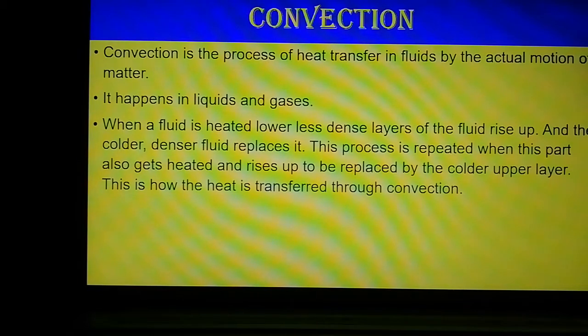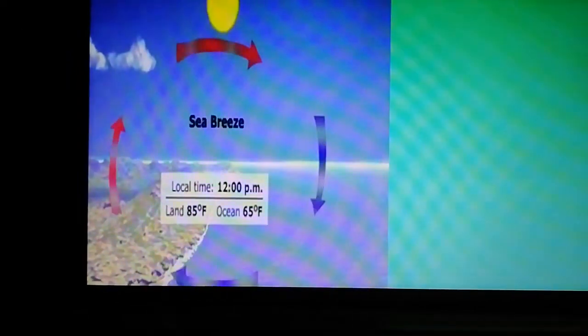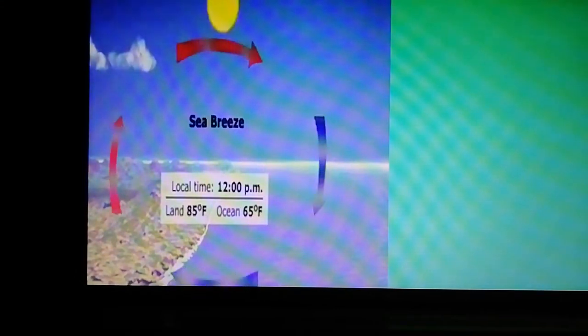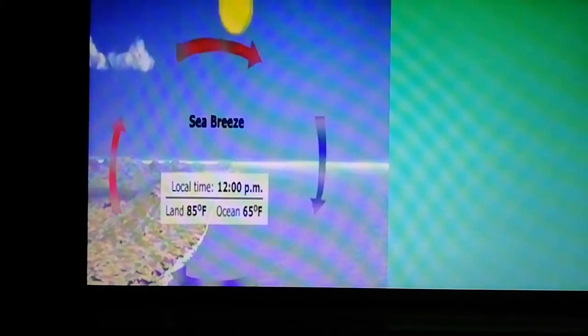All right. So this process is continued till the whole water in the vessel that is being heated is evenly heated. Now, let us learn about one aspect which is related to this convection mode of heat transfer. Now, you see here, in coastal areas, where there is a sea and the land is there, they experience a convection current. Now let's see what happens.